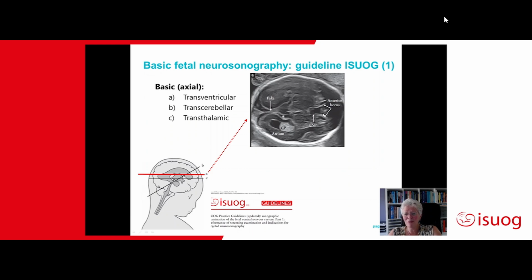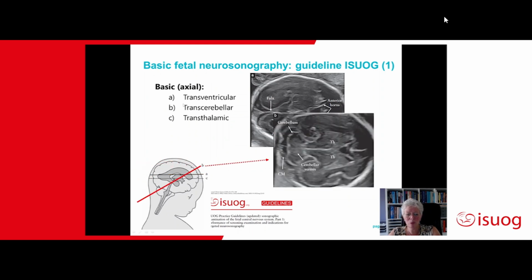We can see the cavum septi pellucidi over here, which is rectangular, and on one third of this midline we can see the anterior horns, which are in a V-shaped position on this midline. We can see the lateral ventricles over here with choroid plexus, and you can see here the beginning of the sylvian fissure.